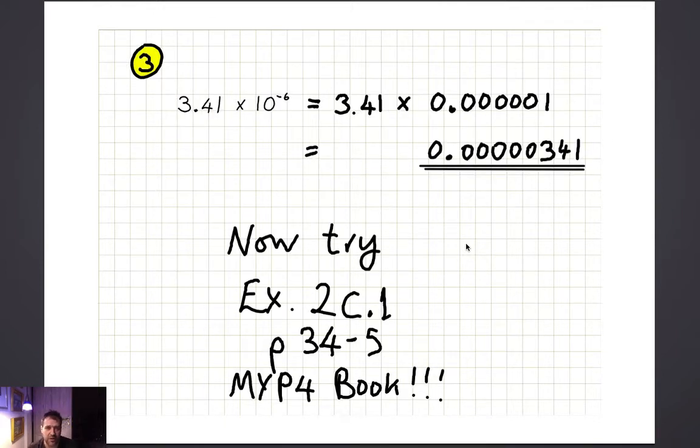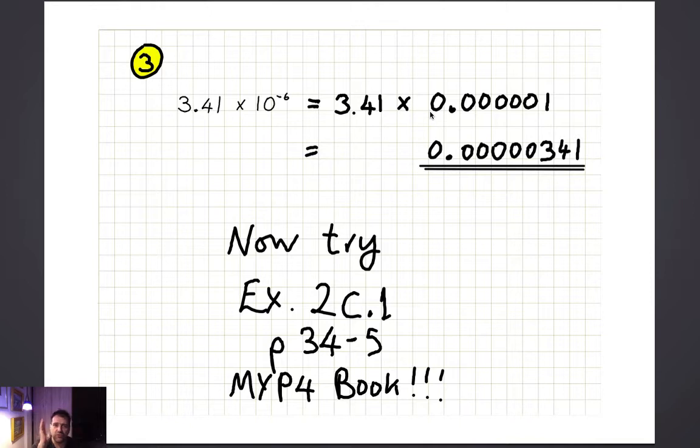And then question 3 is a little bit harder because it's a small number with a negative power. So 3.41 times 10 to the power of minus 6 is equal to 3.41 times 0.000001. So that number has got 6 zeros in it, including the one before the decimal point. 10 to the power of minus 6, 6 zeros.